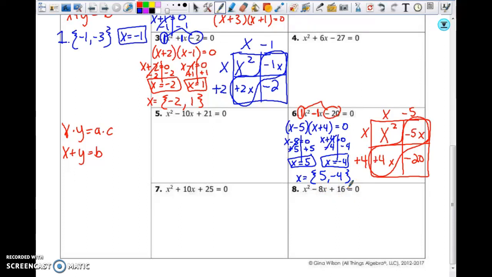So you should be able to finish up the front. No questions asked. You should be able to finish up the front. And I'm going to guide you through some of the ones on the back in the next video.